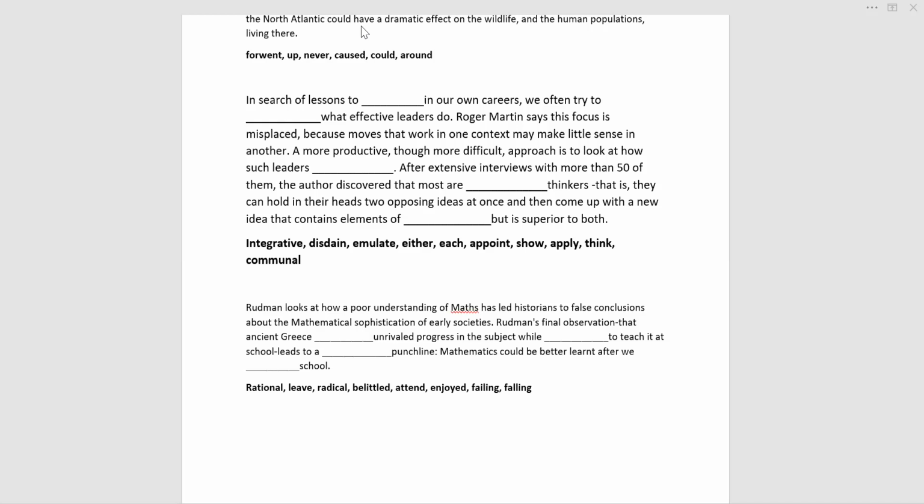Enjoyed unrivaled progress in the subject while failing to teach. Second is failing, not falling. Failing to teach it at school leads to a radical punchline. Radical. Third one, mathematics could be better learned after we leave school. So the answers are enjoyed, failing, radical, leave. These are the right answers to the blanks you were looking at.